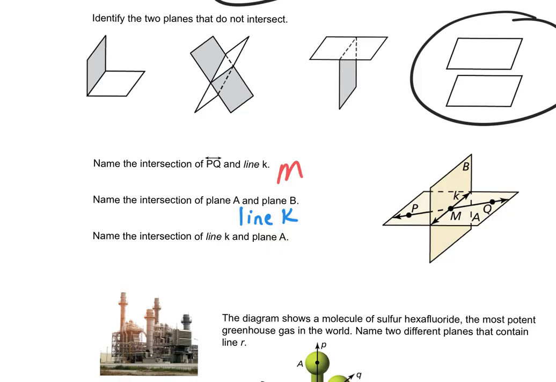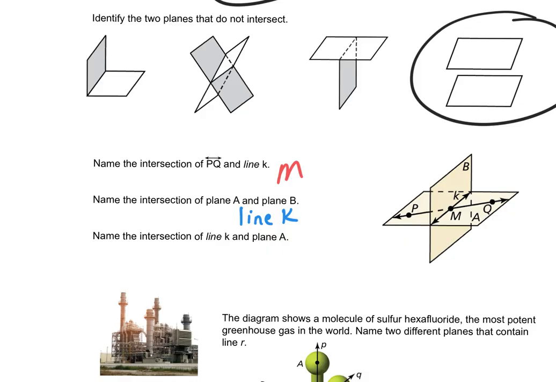Here, I could say M because if it's a single uppercase letter, it's assumed to be a point. Okay? If I say line K, or if I say little k, we don't really know what we're talking about because K is not a point. K is just a letter naming that line, so I say line K.